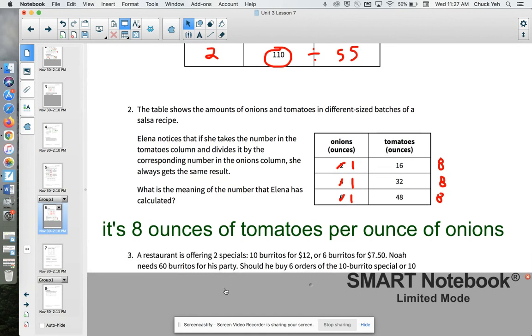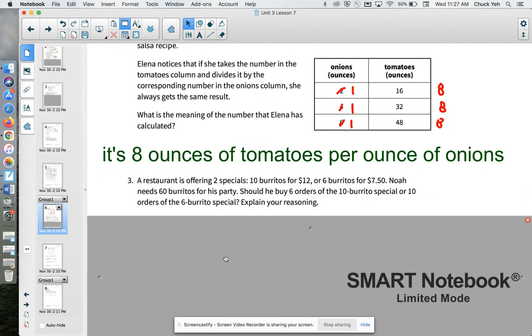All right. Number 3, a restaurant is offering 2 specials: 10 burritos for $12, 6 burritos for $7.50. No one needs 60 burritos for his party. Should he buy 6 orders of the 10 burrito special or 10 orders of the 6 burrito special? Well, the magic number here is 60. So if he wants to buy 60 and there's 10 burritos here, wouldn't you multiply this by 6 to get 60? And then to get 60 here, wouldn't you have to multiply this by 10 to get 60?